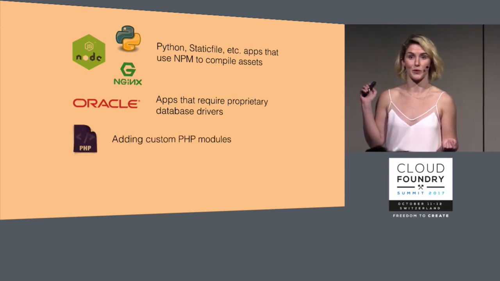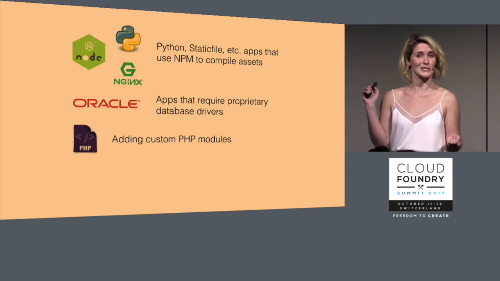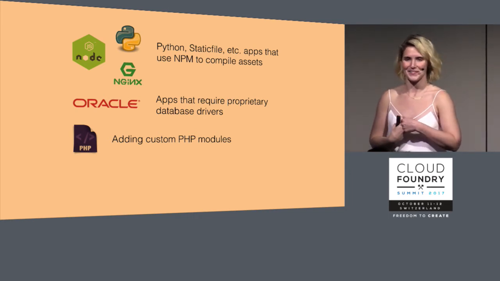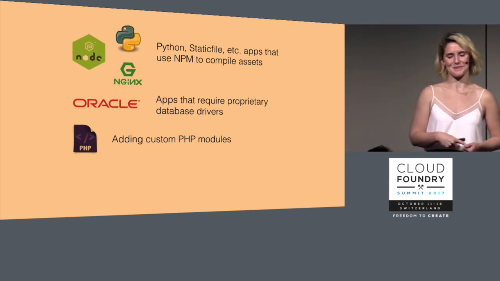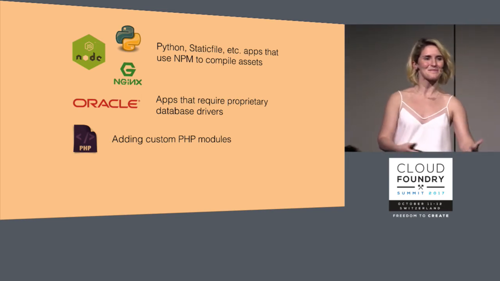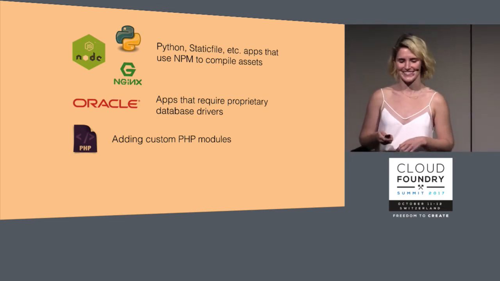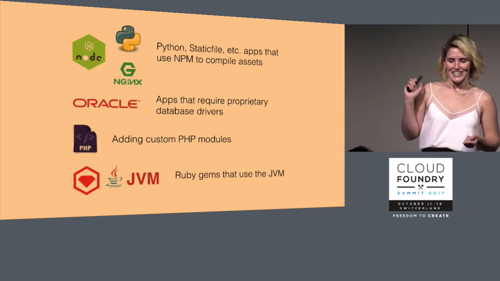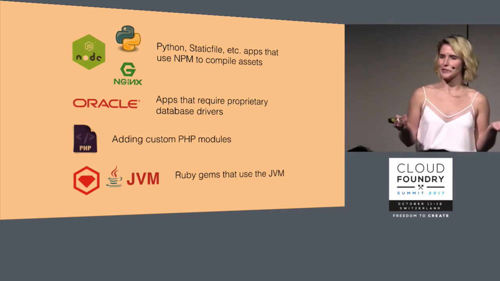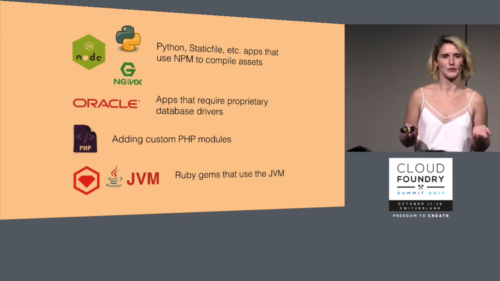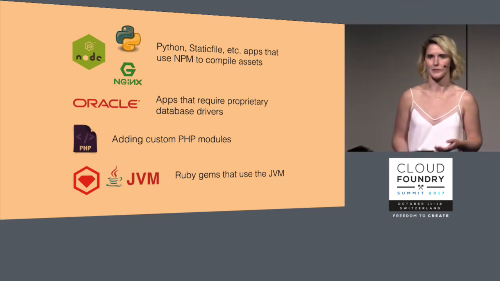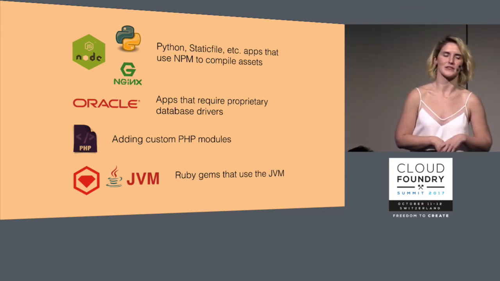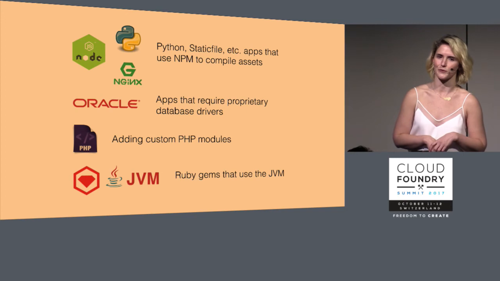I complained before about adding PHP modules. I don't want to do that anymore. I don't want to do it every time there's a cool new thing people want. So now you can bring your own PHP modules or other dependencies, and I don't have to think about it. And then additionally, a very specific use case, but there are some Ruby gems that use the JVM, and the people who use those gems have been sad that they have not been able to use them without forking the buildpack.